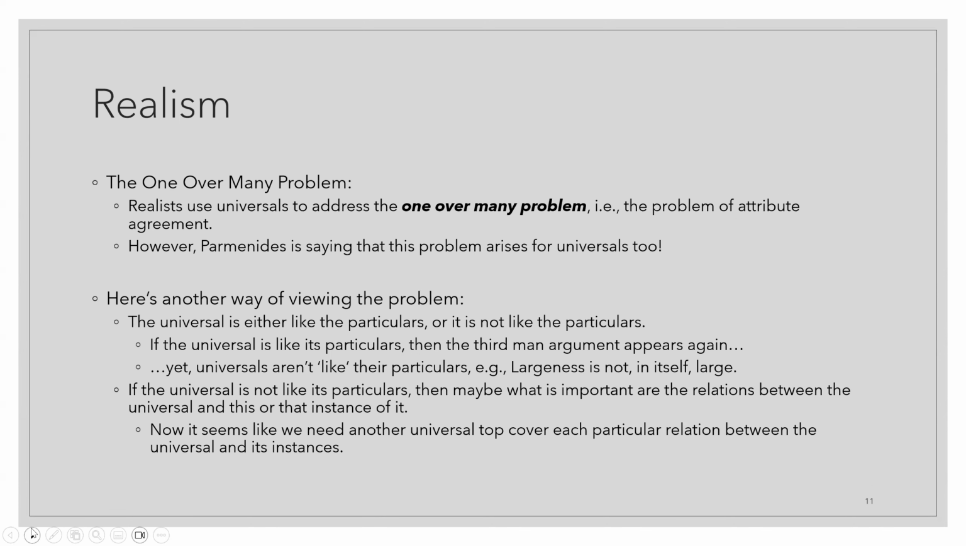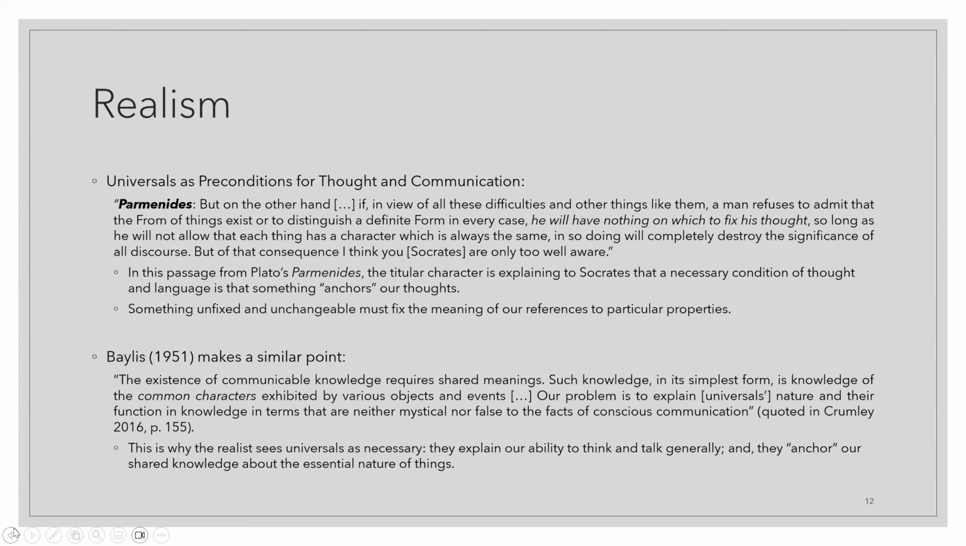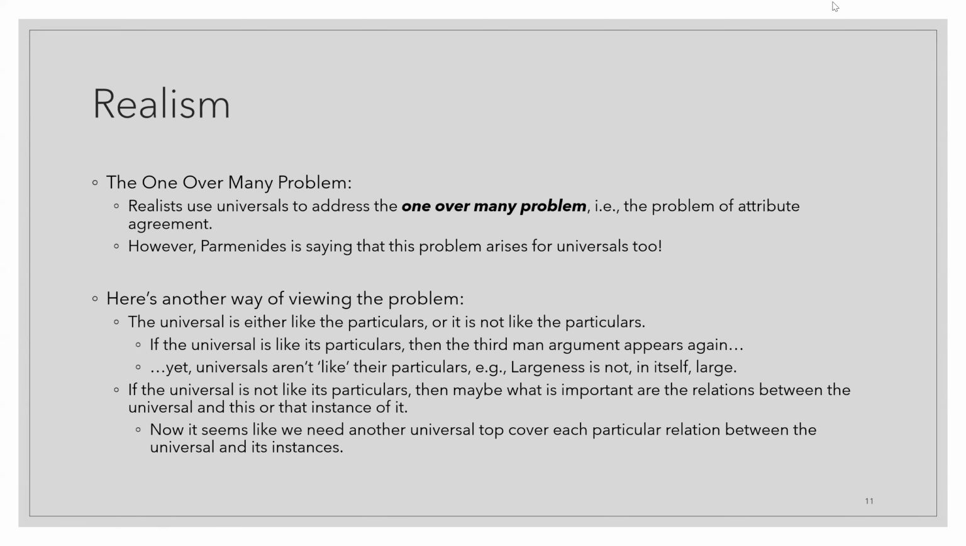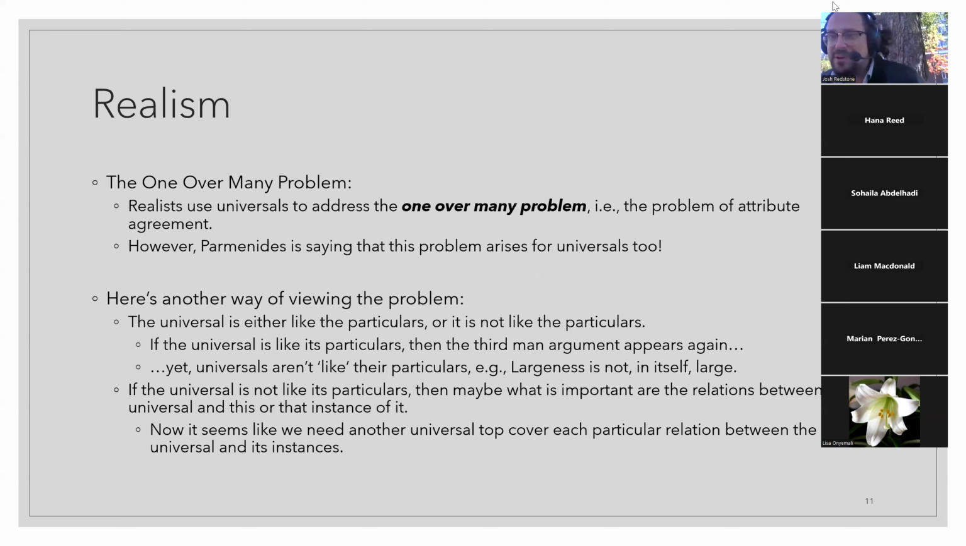Whenever we run into an infinite regress in philosophy, that signals that we're in a little bit of trouble and we need to go back to the drawing board, as it were. Oh my goodness, it's cold. So, any questions about the third man argument before I freeze to the picnic table here?